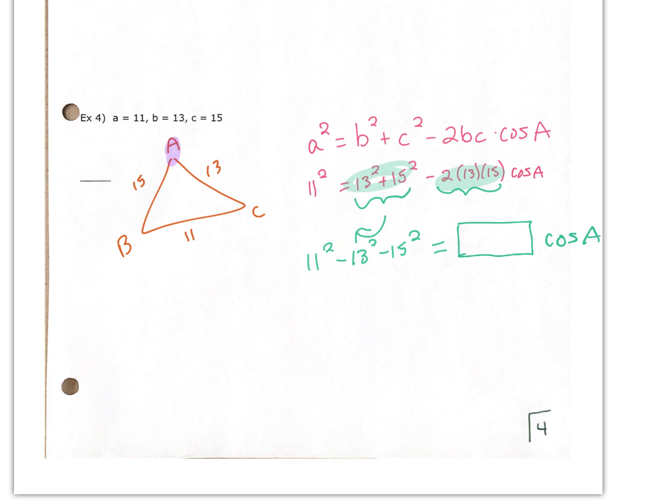Negative 273. Okay, so the 11 squared minus 13 squared minus 15 squared gives us what? Negative 273. Okay, and that multiplied together gave us what? Negative 390. Okay. So we have negative 273 equals negative 390 times the cosine of A. So now we've got to divide both sides by that negative 390.